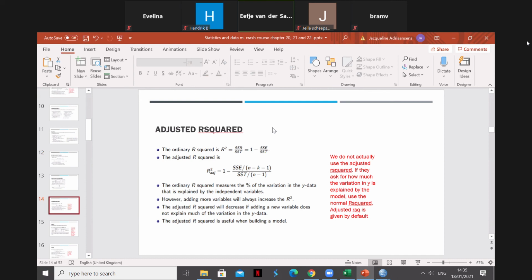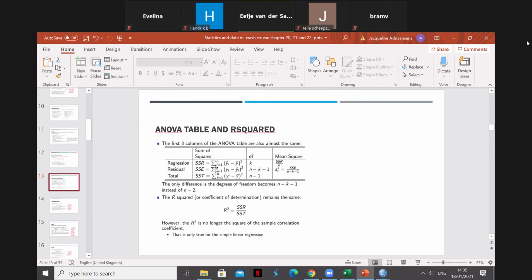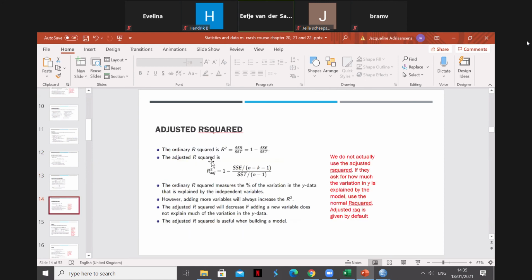No, you don't need to know it because it's in SPSS, but it's obvious, because the only thing that you change is you take this formula and you divide it by their degrees of freedom. If you look here, SSE has this degrees of freedom, SST has this degrees of freedom, and you divide it. So yeah, it's not very difficult.